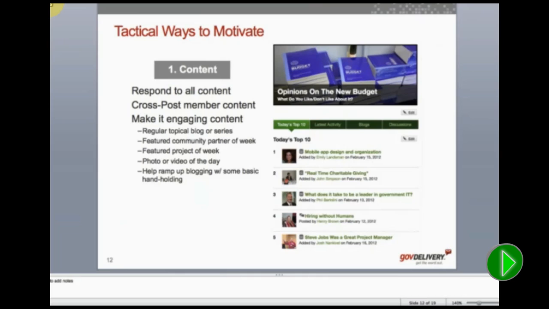And then, of course, just make the content engaging. And there's tons of different ways to make the content engaging. You could have a regular blog topic or series that you run. You could feature a community partner of the week. You could feature a project of the week. Videos, photos, anything you can. Think about what is really interesting to these people and why are they going to come back.